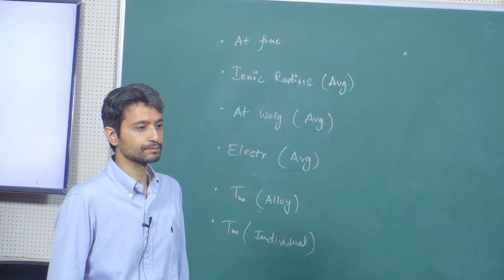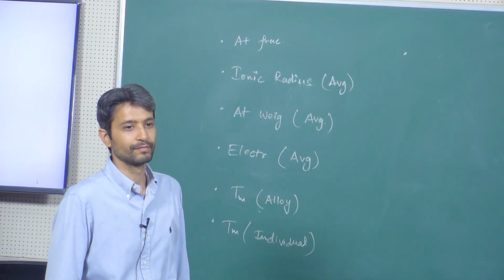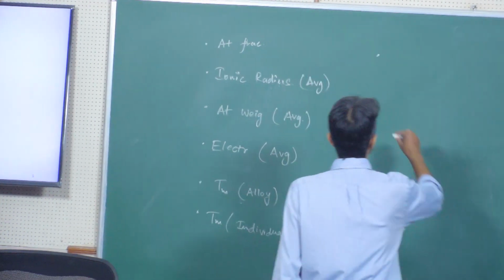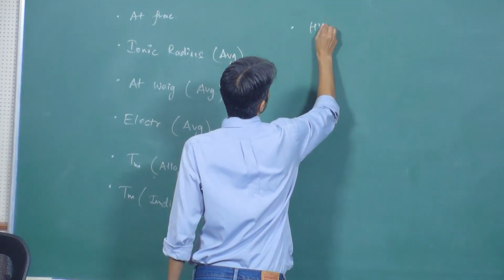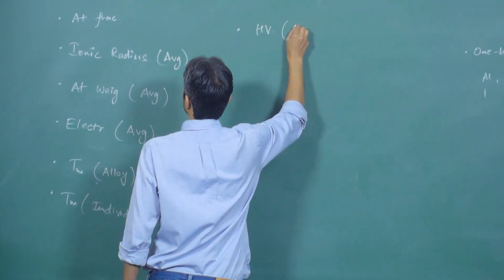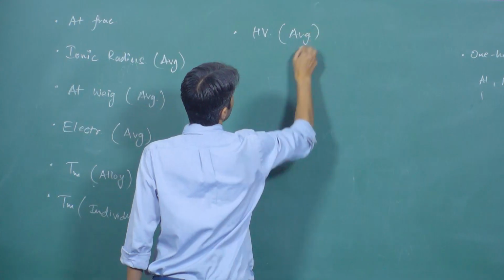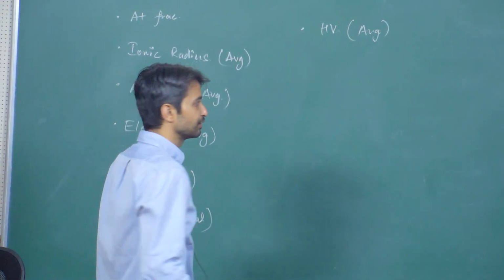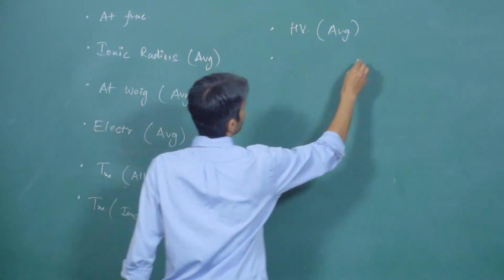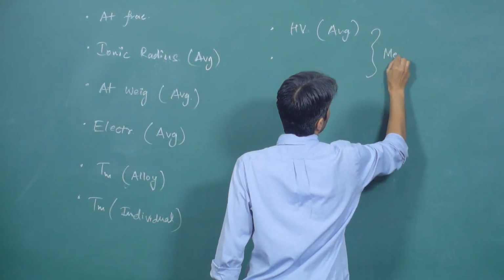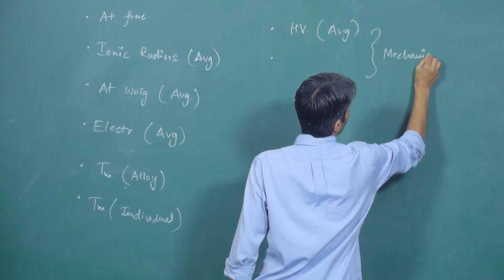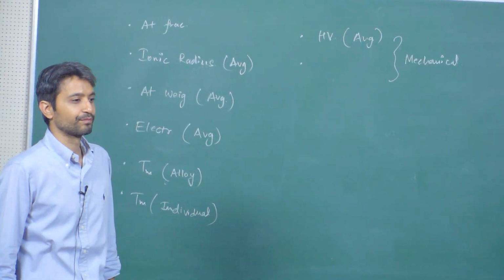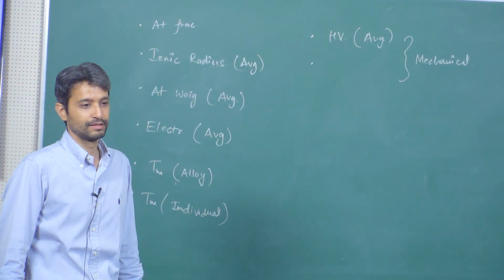Okay, what else? Actual hardness of the individual elements should be considered. Hardness of the individual element. Okay, what else? Young's modulus. So now what I'll do is put all different types of mechanical properties. Okay.